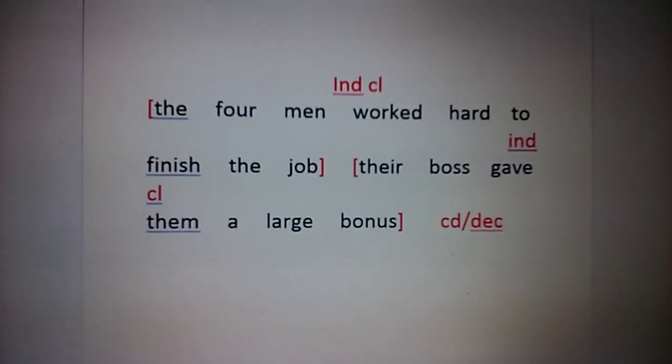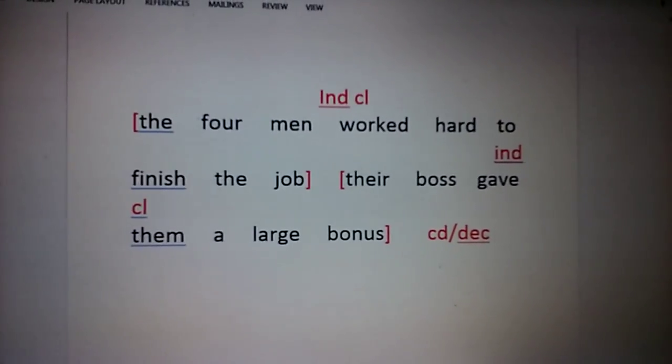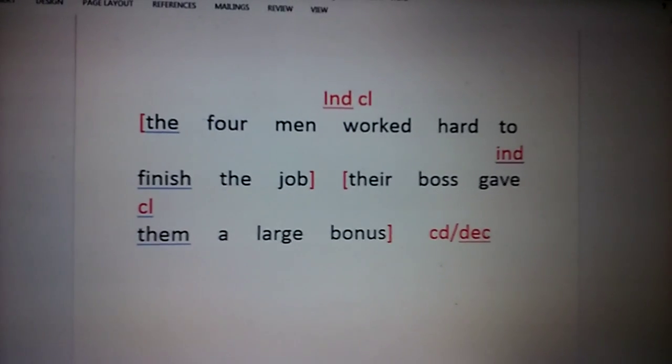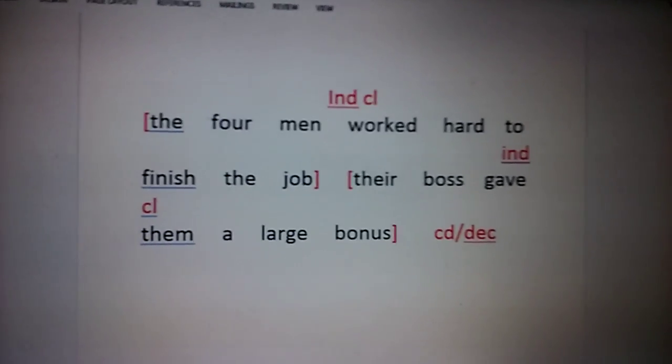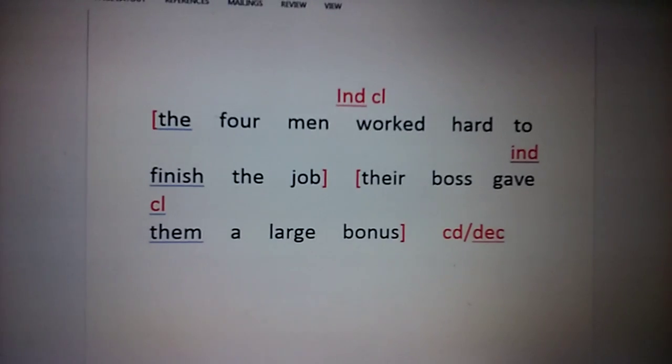have labeled this into two independent clauses. The first independent clause, the four men worked hard to finish the job. The second independent clause, their boss gave them a large bonus. Okay, we have two independent clauses.